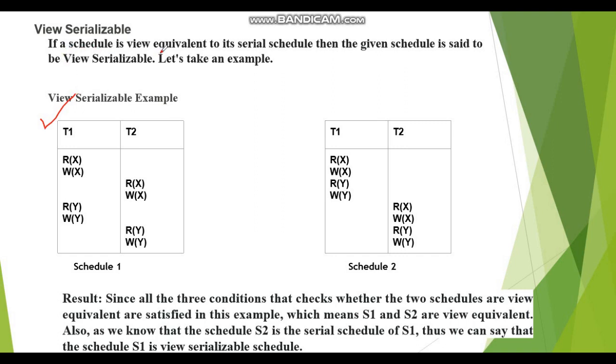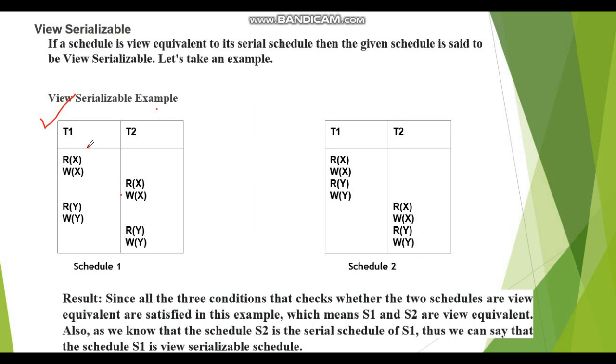If a schedule is view equivalent to a serial schedule, then the given schedule is said to be view serializable. So this is the example here. This is schedule 1 and this is schedule 2. We have to check all the three conditions for view equivalence. The very first one is initial read.